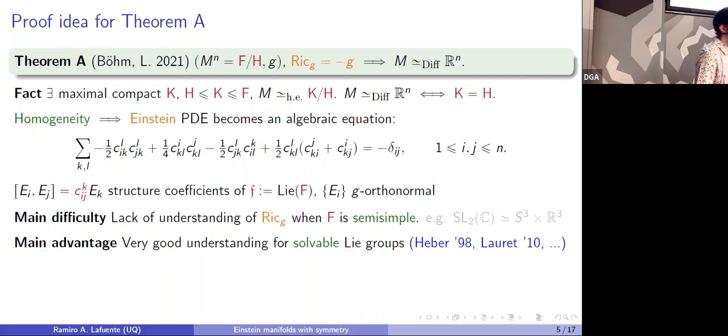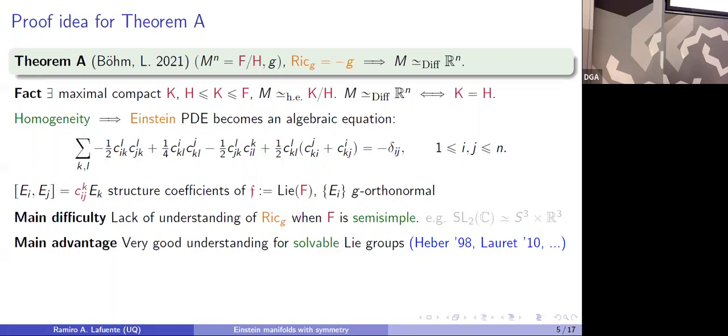On the other hand, in the solvable case, we have a very good understanding, not due to me or Christoph, but due to all the people that I mentioned in the previous slide. In particular, these 2 papers by Jens Heber and by Jorge Lauret in 2010.